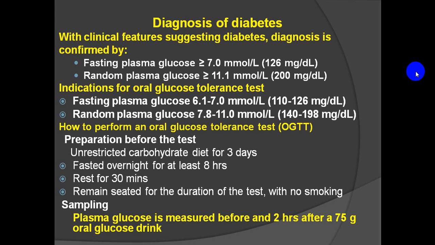With clinical features suggesting diabetes, the diagnosis of this disease is confirmed by a fasting plasma glucose of more than 7 millimoles per liter, which is equivalent to 126 milligrams per deciliter, or, with such clinical features, a random plasma glucose of more than 11.1 millimoles per liter, which is equivalent to 200 milligrams per deciliter.